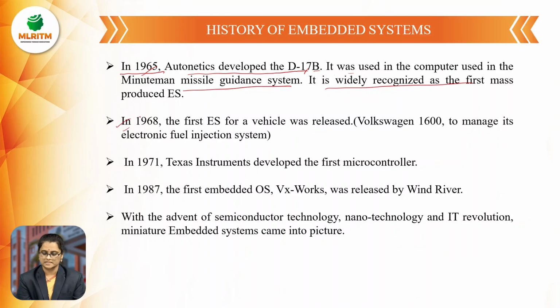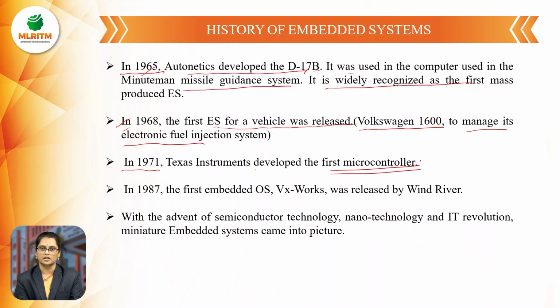After that, in 1968, the first embedded system vehicle was released. That was the Volkswagen 1600, which used it to manage its electronic fuel injection system in the year 1968. Then in 1971, Texas Instruments developed the first microcontroller. Then in 1987, the first embedded operating system, VxWorks, was released by Wind River. So these are the software.